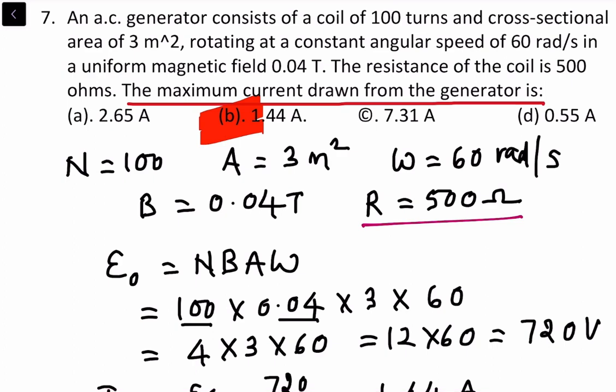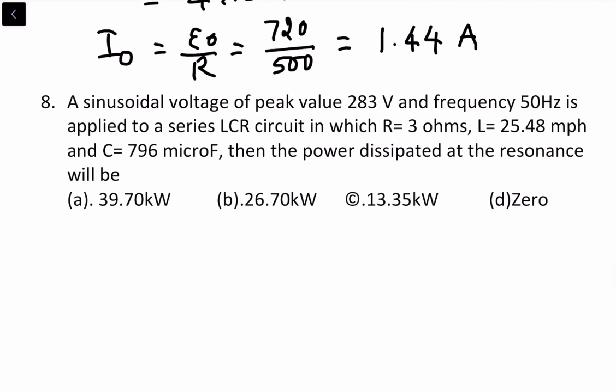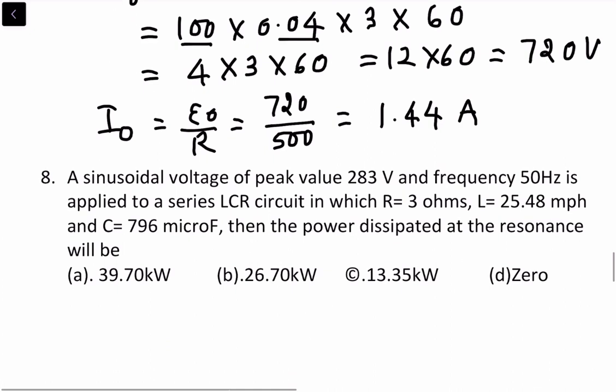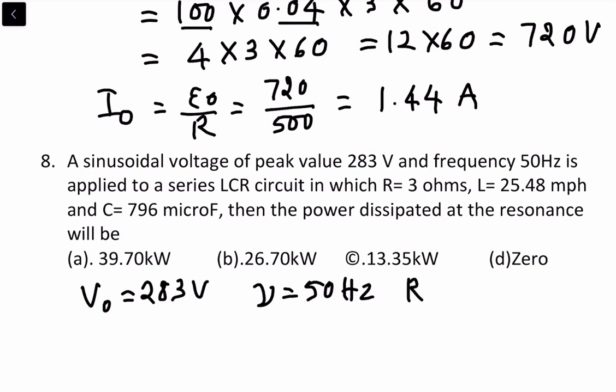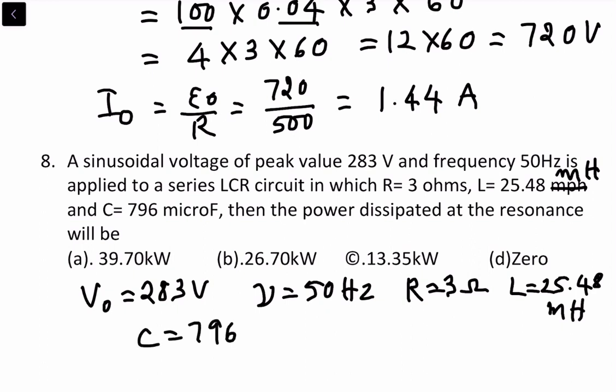Okay. So now let's go for the next problem, the eighth problem. A sinusoidal voltage of peak value 283 volts and frequency 50 hertz. I'll go back to the eighth problem. A sinusoidal voltage of peak value 283 volts, let us write V naught is equal to 283 volts, and frequency nu is equal to 50 hertz. It is applied to an LCR circuit where R is equal to 3 ohms, L is equal to 25.48 millihenry. Here it is a mistake, it is not MPH, it is mH, millihenry, and C is equal to 796 microfarad.